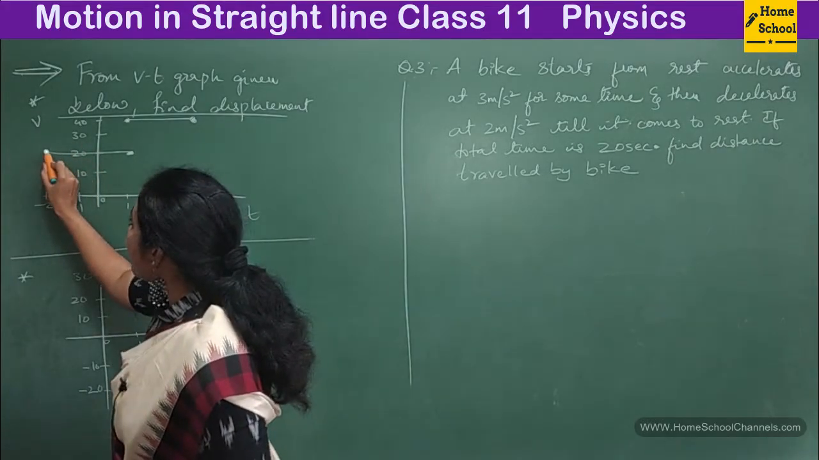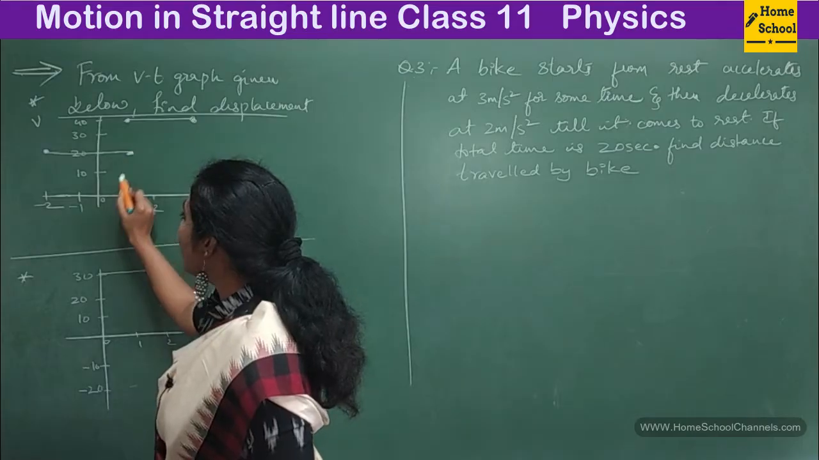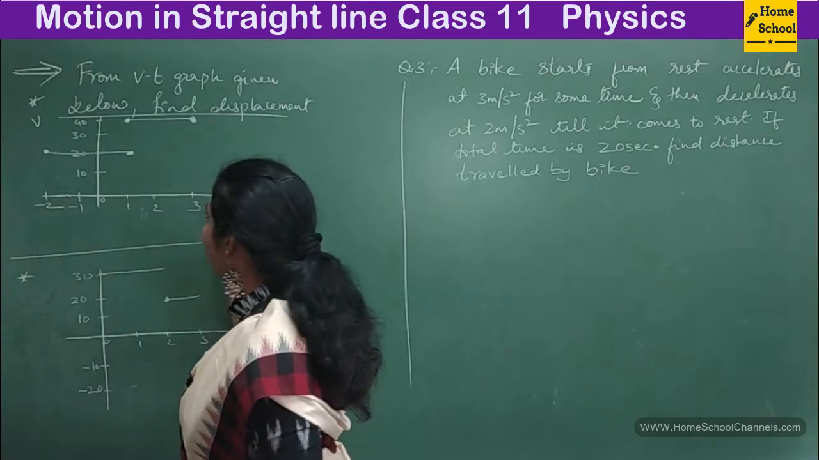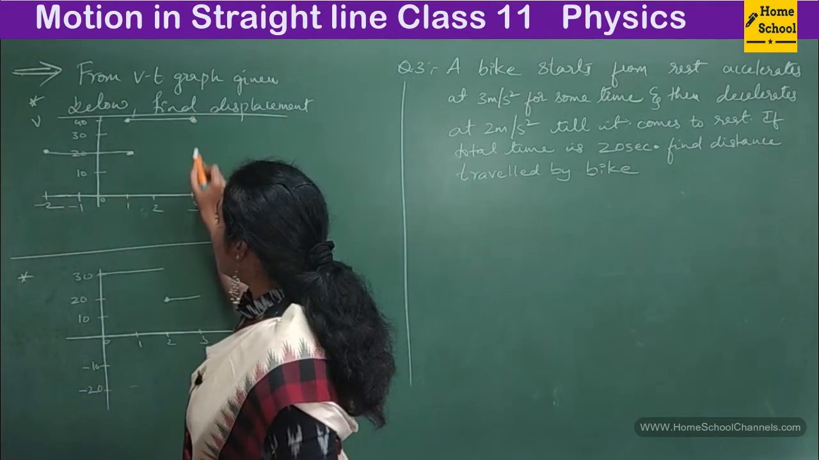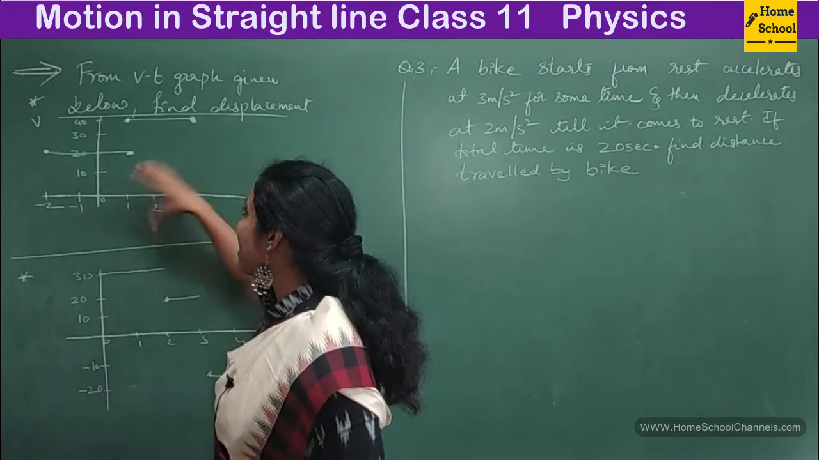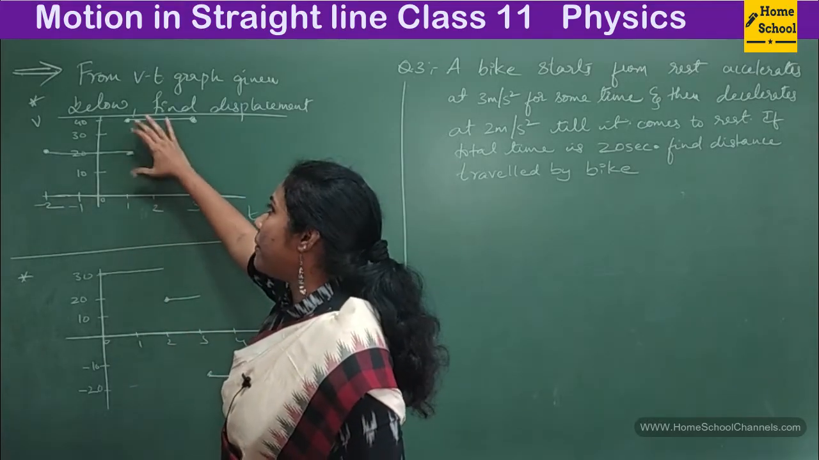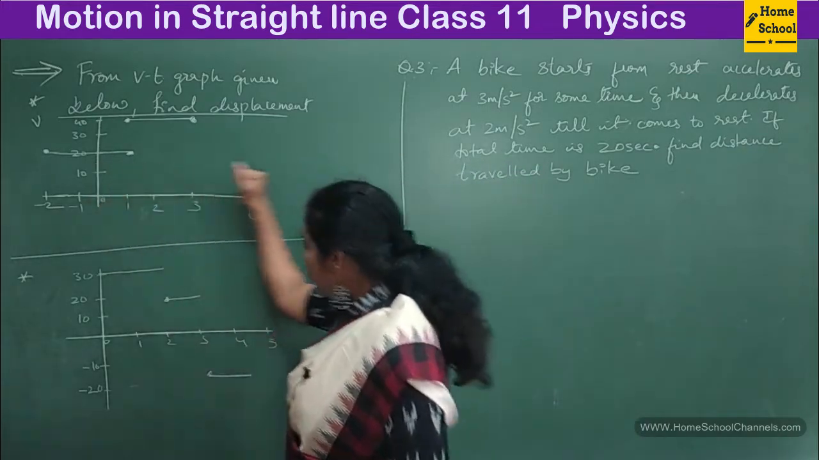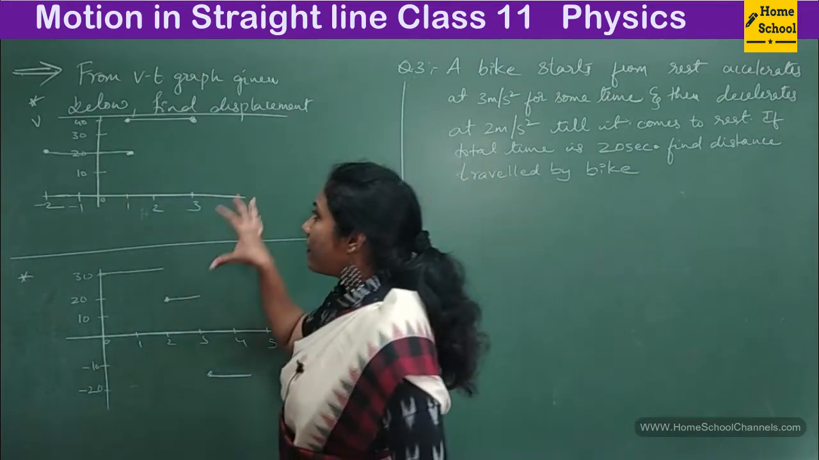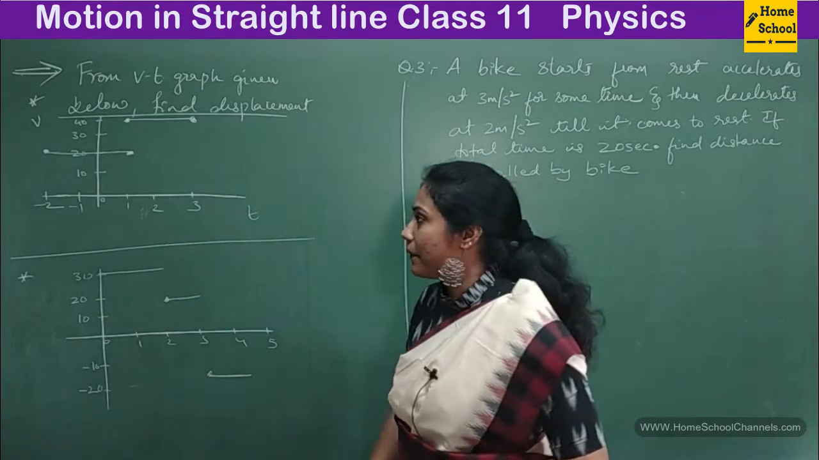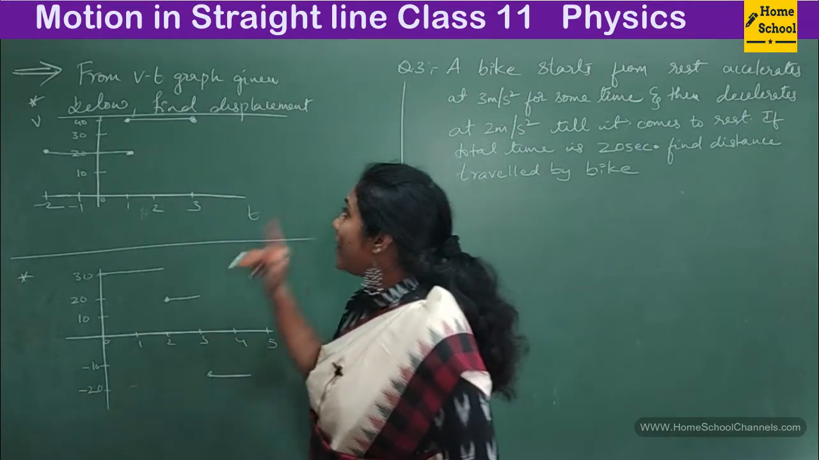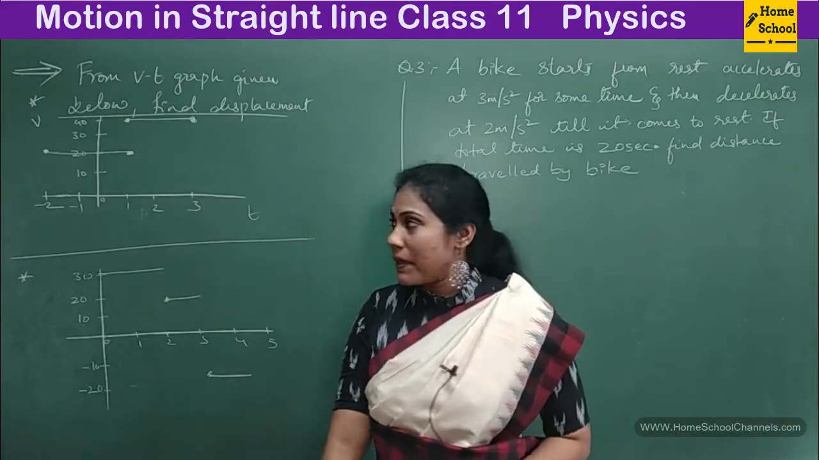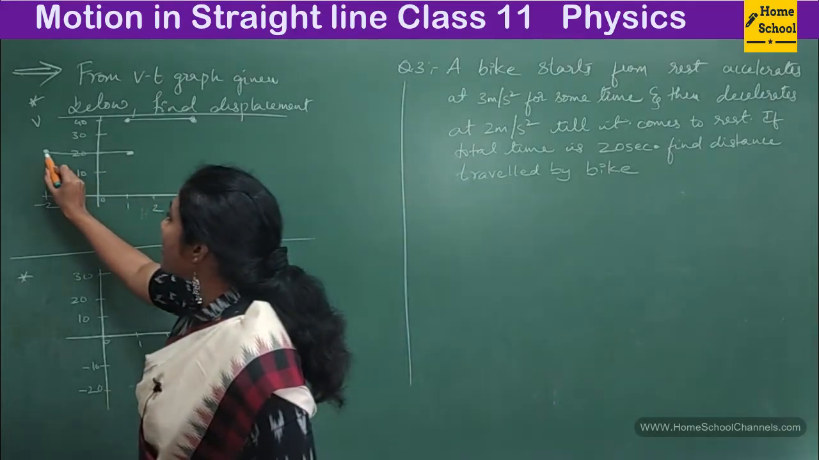Say there is one line parallel to the t-axis, and another line parallel to the t-axis, but it's a discontinuous motion. This type of motion we will call discontinuous. It is not continuously moving. Somewhere here and there some stops are there, right? But anyway, our target is to find the displacement, right? So how do you find the displacement?